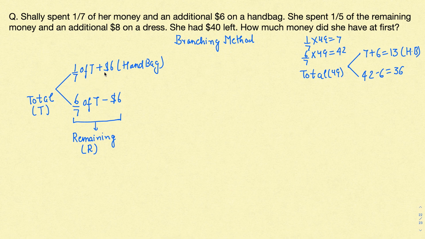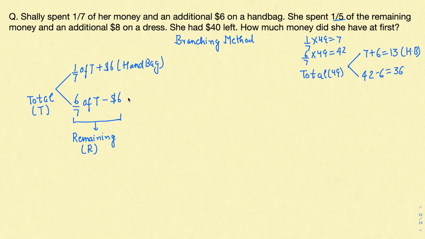In this branch we should be writing 1/7 of total plus 6, and in this branch we should be writing 6/7 of total minus 6. That's the remaining amount. Now from here let's start moving further. We will branch out again from here because she is now spending 1/5 of the remaining money. Of this remaining money she has started spending, so we have to branch from here, not from here.